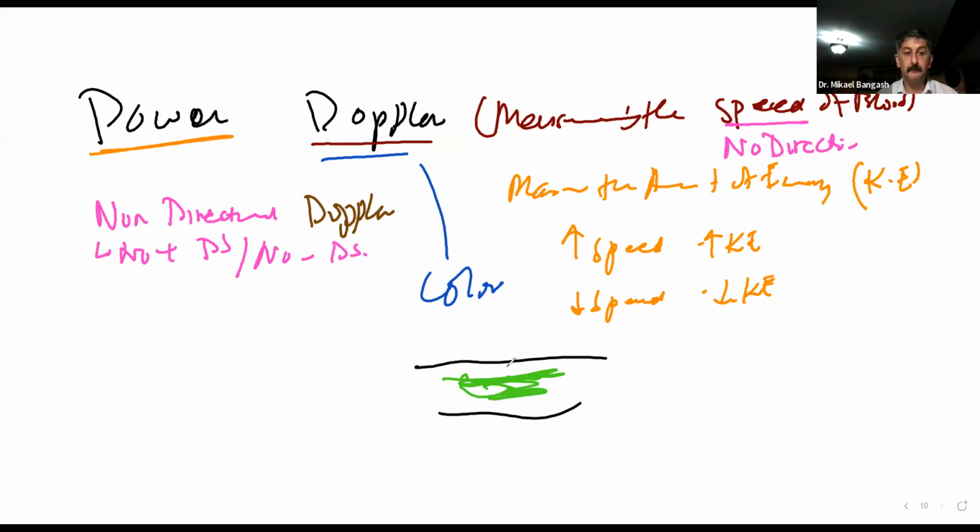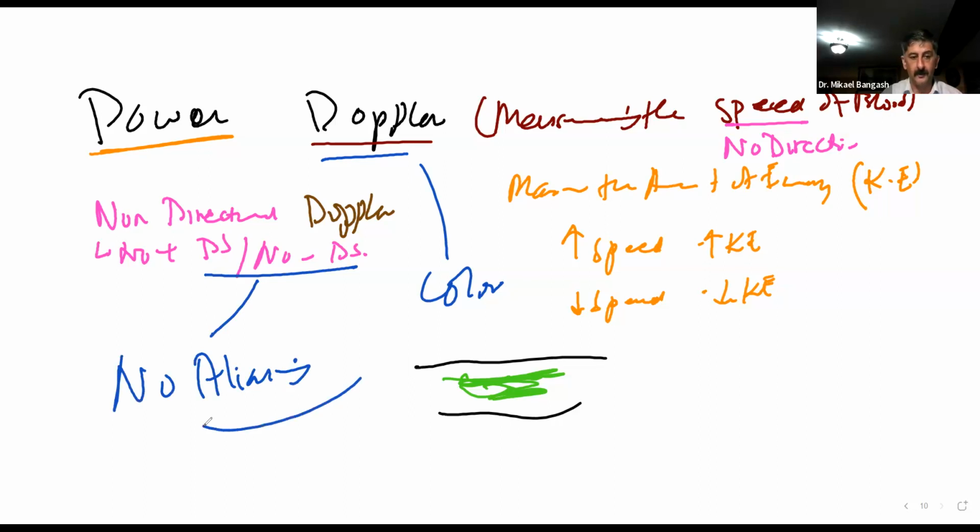Did that make sense? The major point that you will have to remember is that it has no direction. It's no positive Doppler shift, no negative, so there will be no aliasing. So we can say that's one of the advantages.